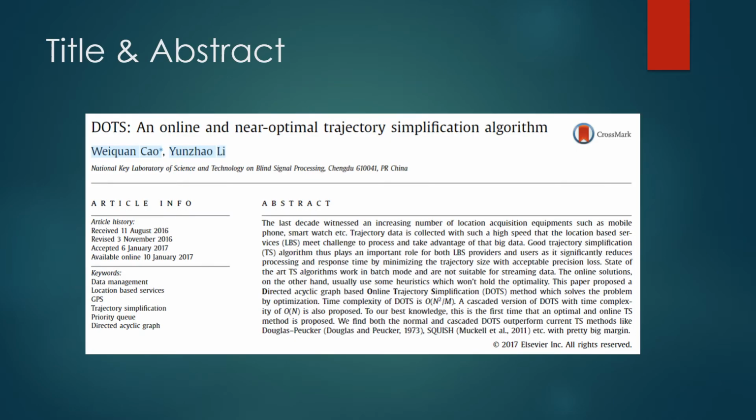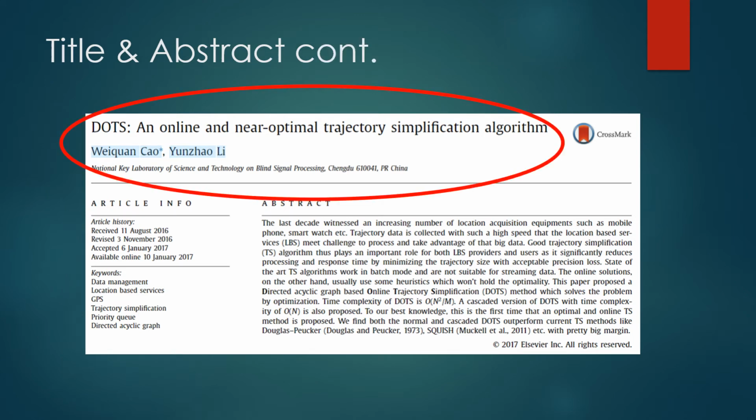Starting at the top, the first thing to notice is the title and the abstract. The title is pretty self-explanatory. I'm going to assume everyone knows what a title is. Underneath the title are the authors' names and their affiliations. In this case, our authors are representing the Laboratory of Science and Technology on Blind Signal Processing. I've never heard of it personally, but I'm sure it's big in China.